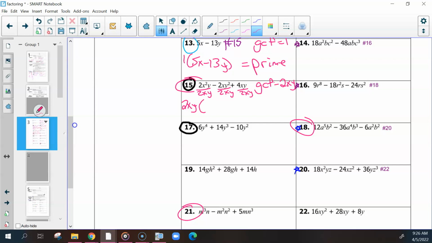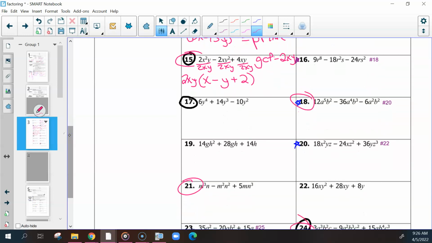So if we divide out 2xy, what's left? That looks weird, but there's nothing else I can divide out of that inside. We don't have x's or y's or 2's in common, so that is prime. So that would be our answer. Questions on that one before we move on?